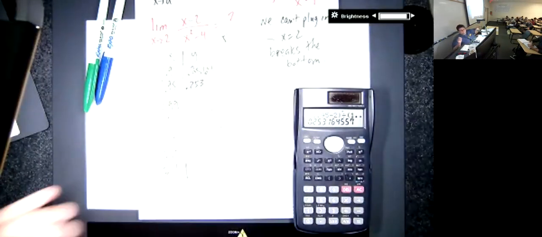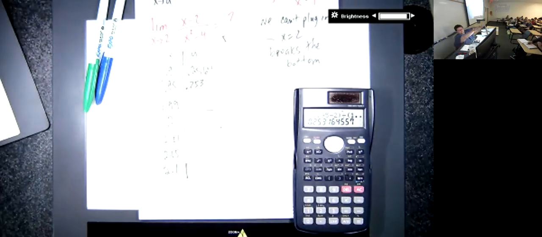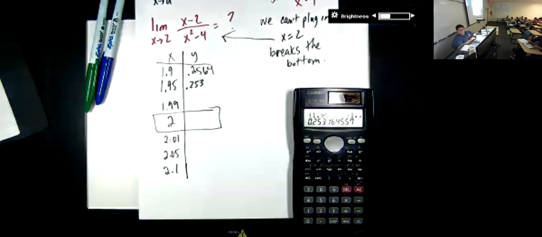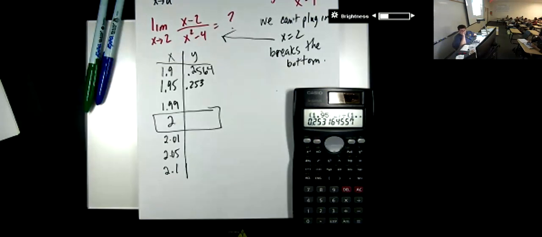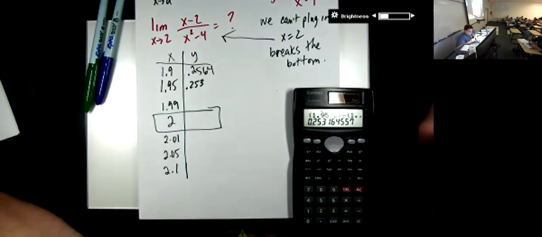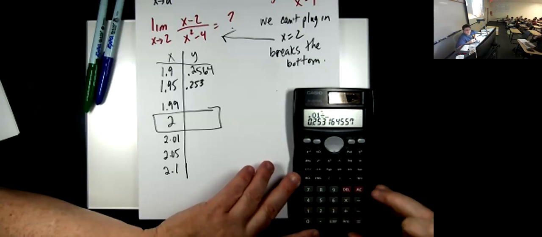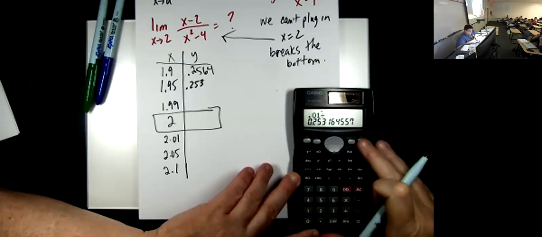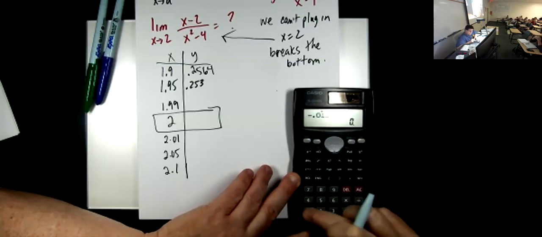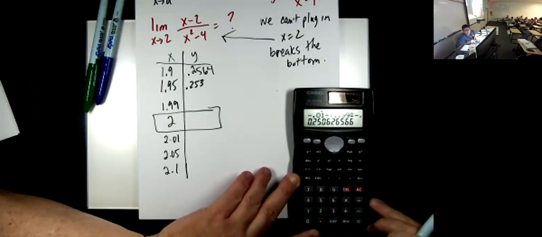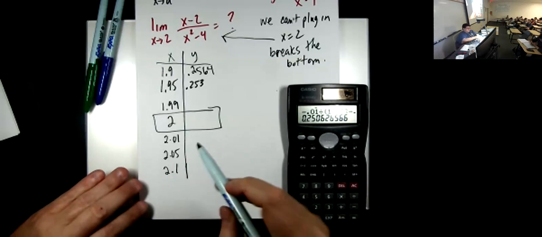I hit the wrong button. There we go. I'll do 1.99. This is 0.01 divided by, no, it's negative 0.01, divided by parentheses 1.99 squared minus 4. I get 0.2506.